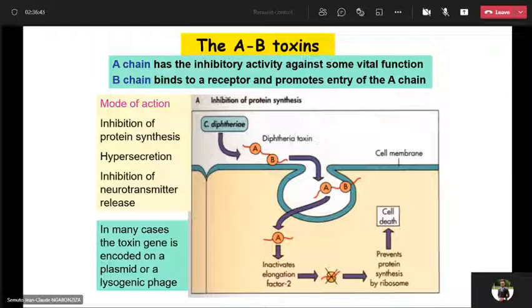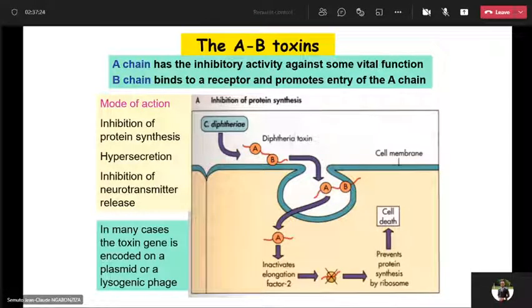So, for example, this is inhibition of protein synthesis by Corynebacterium diphtheriae. The toxin, the diphtheria toxin, gets in the cell by binding on the receptor, and the chain A gets activated. It inhibits protein synthesis by inactivating the elongation factor of the protein.